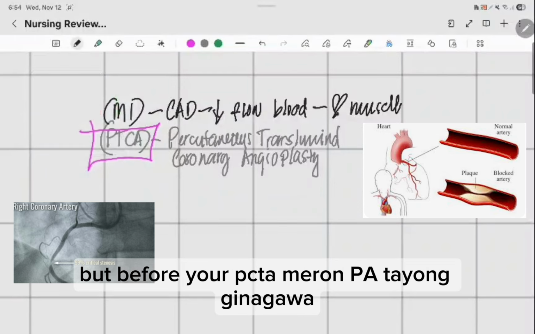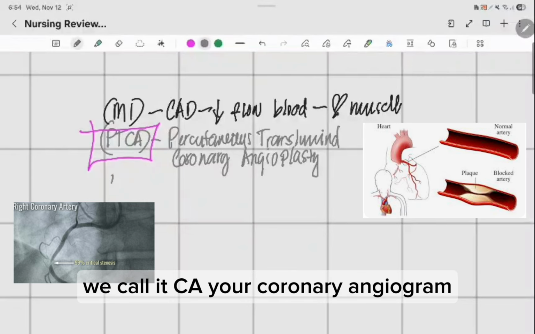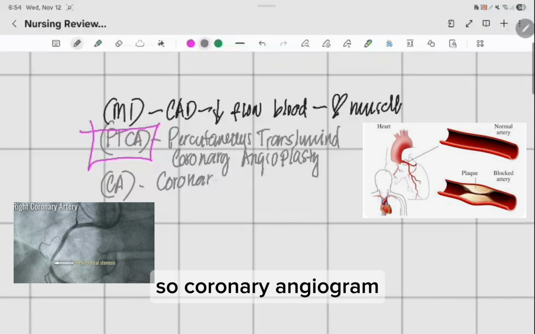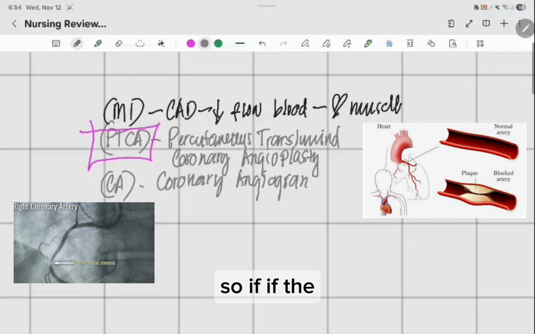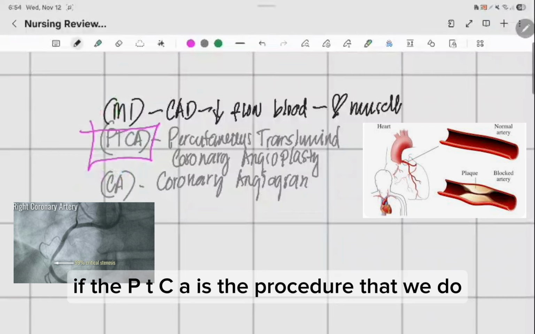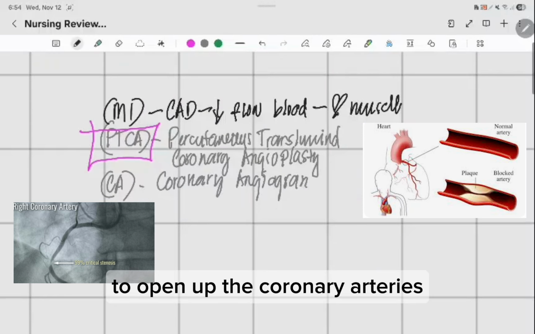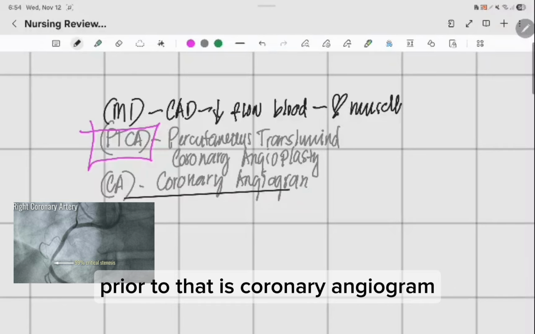Before your PTCA, meron pa tayong ginagawa before that. So we do your coronary angiogram. Okay, we call it CA, your coronary angiogram. So this is naman the visualization. So PTCA is the procedure that we do to open up the coronary arteries, so the diagnostic procedure that we do first prior to that is coronary angiogram.